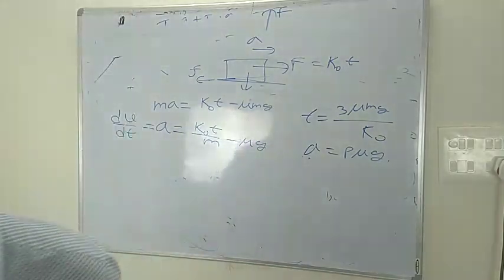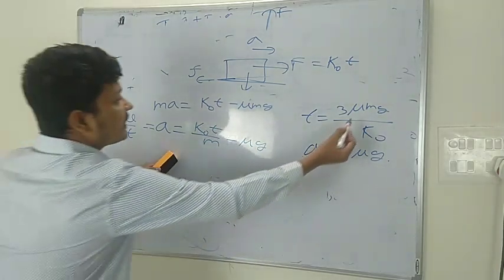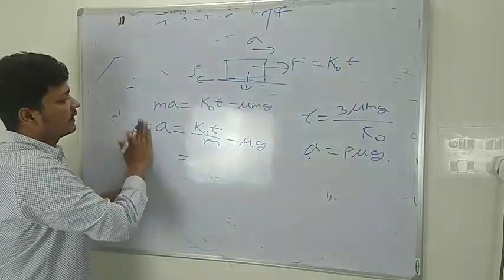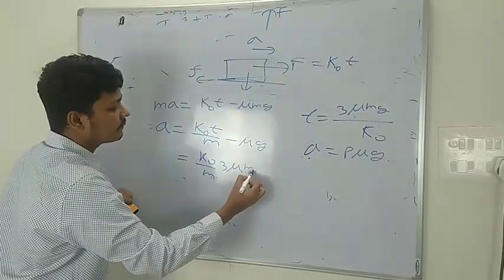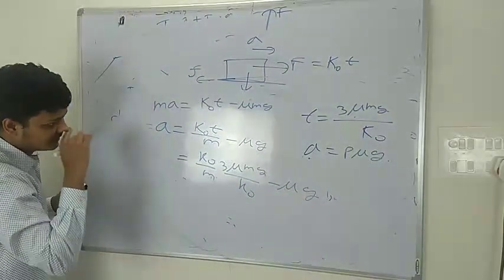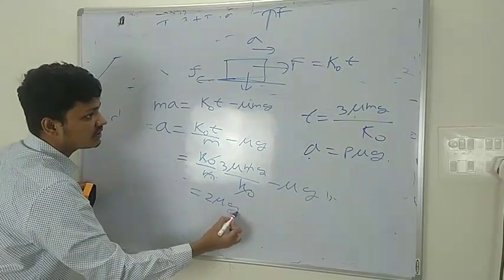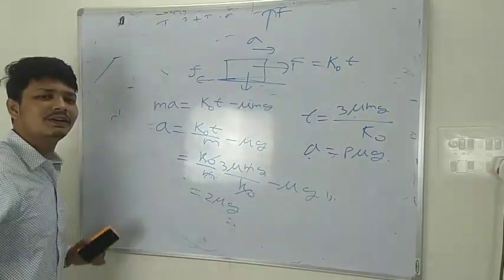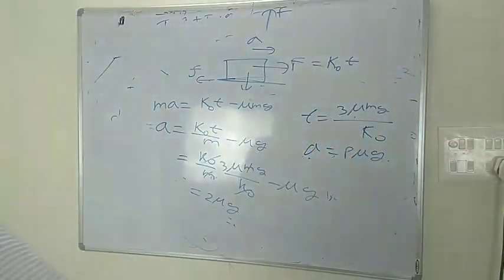What are they asking? The acceleration is P mu g at a time t, which they gave as 3 mu m g by k naught. So k naught t by m minus mu g: k naught cancels, and this is 2 mu g. So P is 2. It is a very simple question they gave us. All our questions are simple, I think because it is the mains examination.